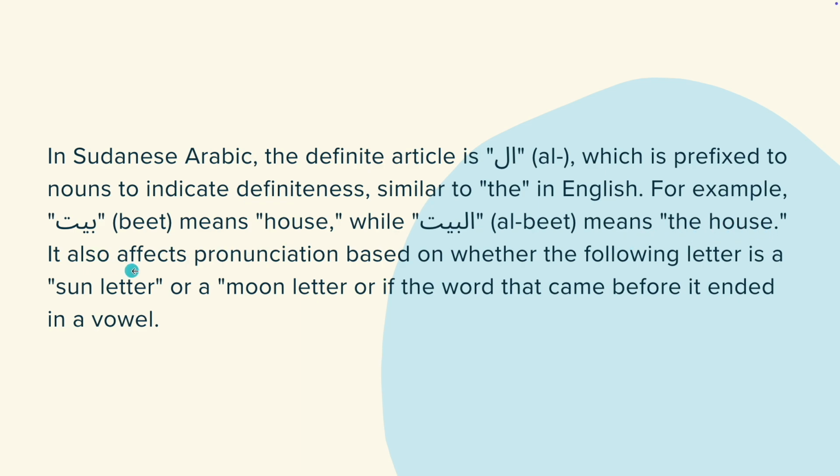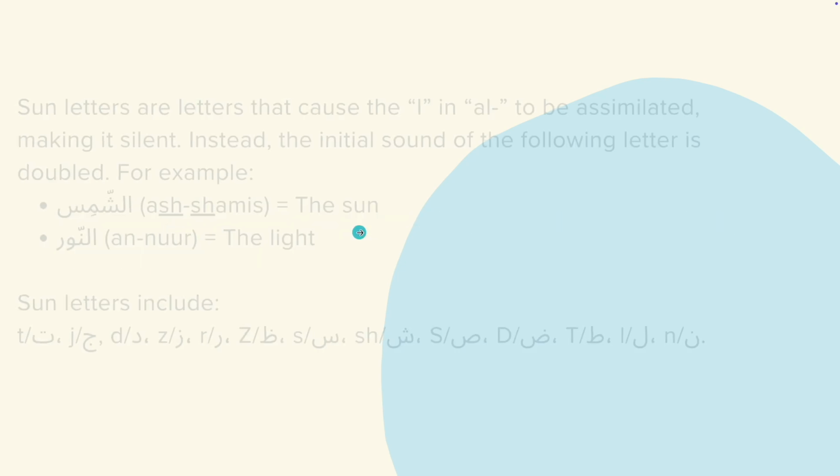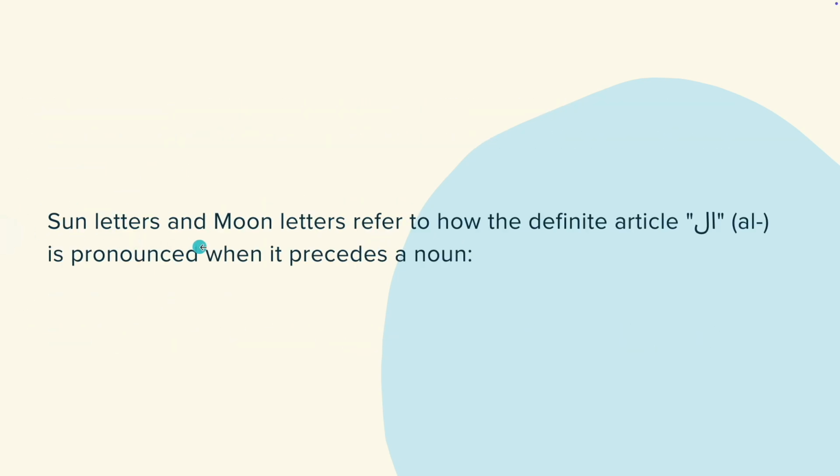It also affects pronunciation based on whether the following letter is a sun letter or a moon letter, or if the word that comes before it ended in a vowel. I'm going to explain to you now these two cases. Sun letters and moon letters refer to how the definite article al is pronounced when it precedes a noun.